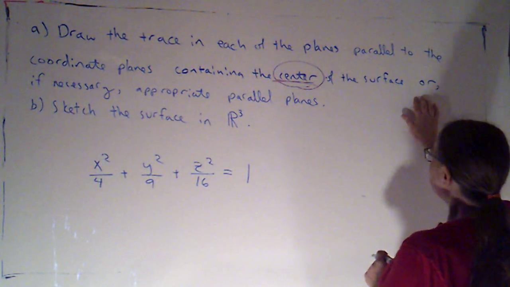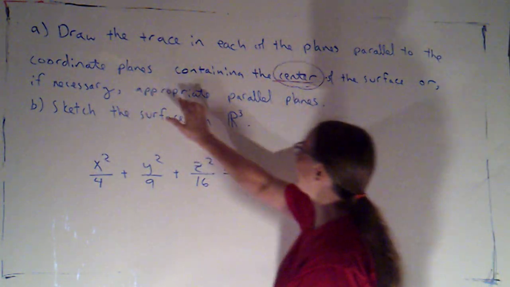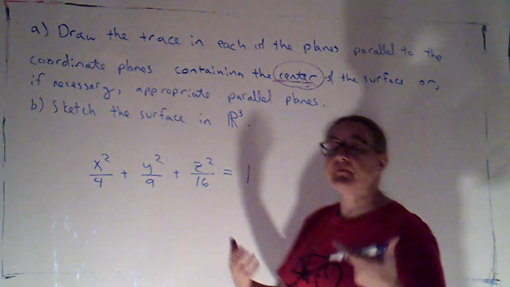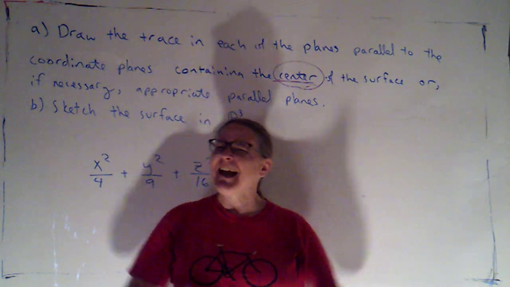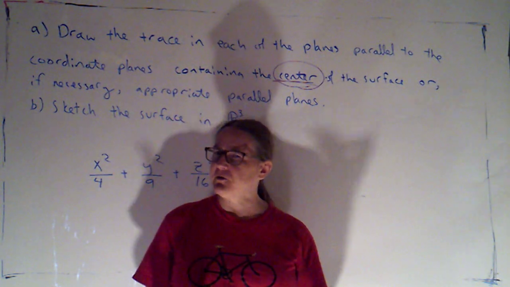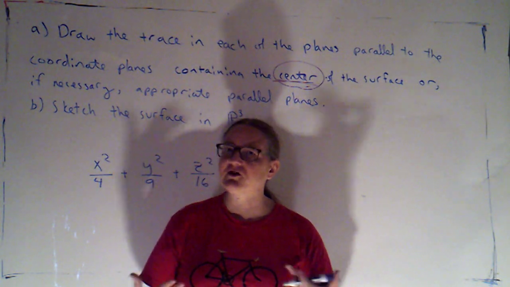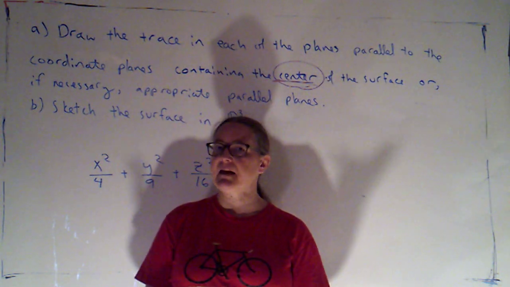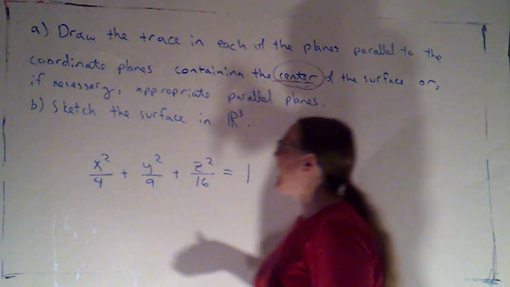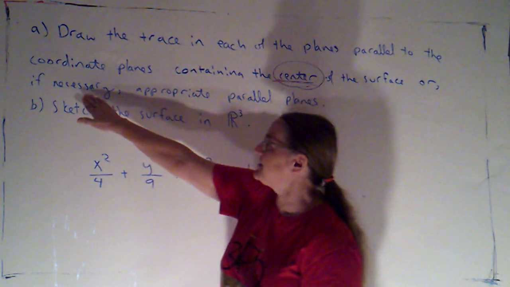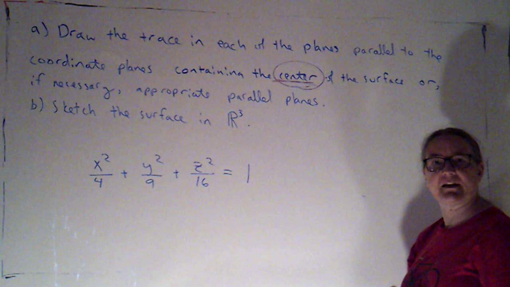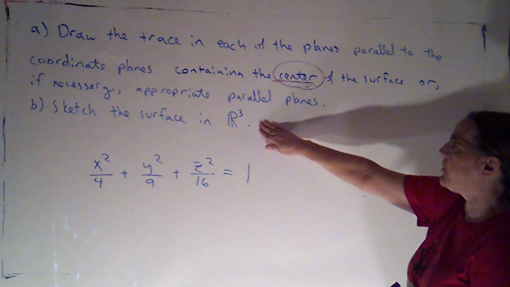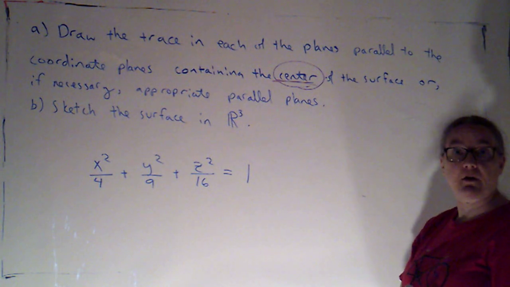But if you keep reading, then I say, or, if necessary, appropriate parallel planes. There will be some times when the plane through the center of the object doesn't really give us enough useful information for graphing that surface, and then we'll move to parallel planes. As we work through the examples, we'll make note of when it does in fact become necessary to move to a parallel plane rather than the one through the center. And then the second part is just to sketch the surface in R3.